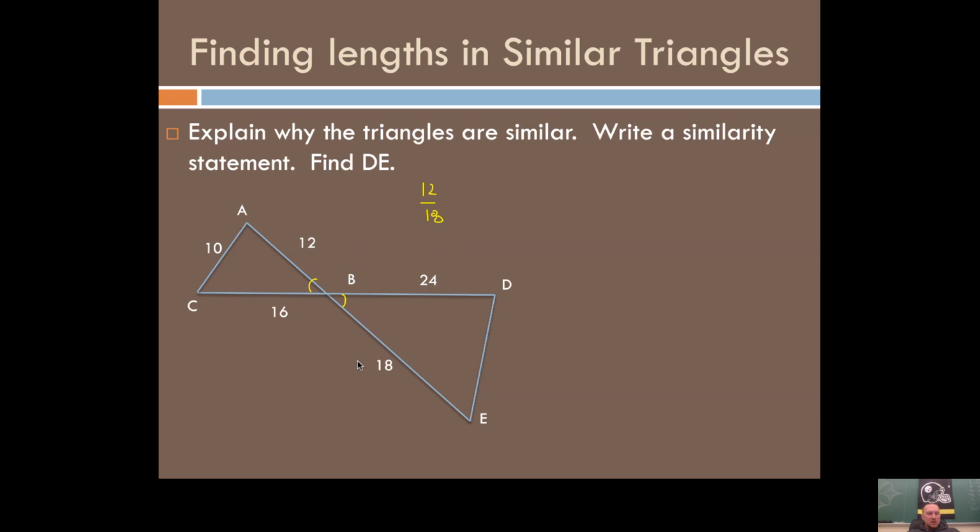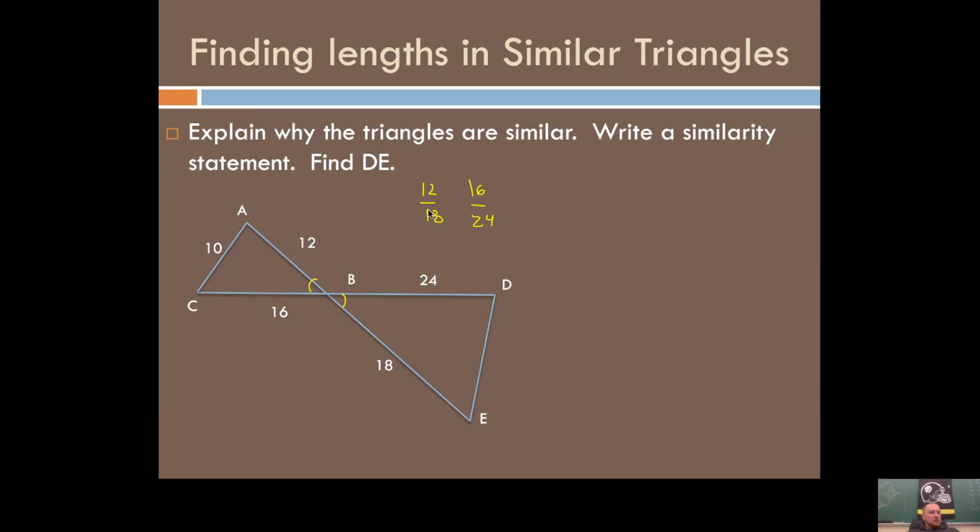Here's how I know 12 goes with 18. 12 is smaller than 16. 18 is smaller than 24. You put the two smaller ones together. If these triangles are going to be similar, which they're telling you they are basically, the two shorter ones have to go with each other. These two longer ones that touch the congruent angles, they need to go with each other.